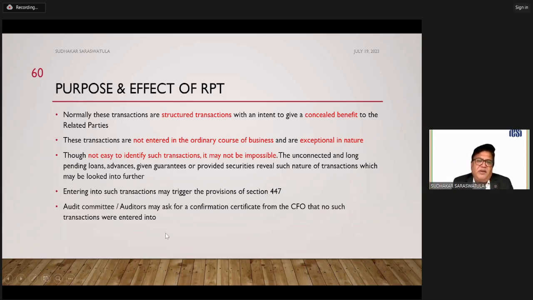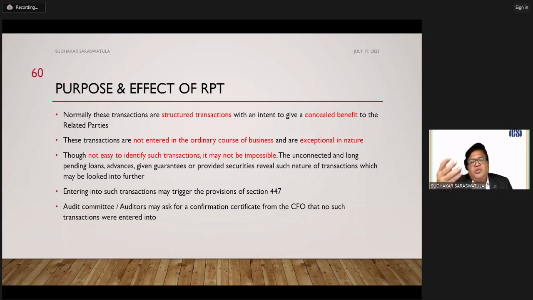So sometimes it may also trigger the provisions of Section 447 when they come to the surface. So the audit committee and auditors may ask for confirmation. The only thing is how to safeguard. Because now what happens is that we will discuss that also. It is the independent directors who are members of the audit committee only who have to approve the related party transactions.